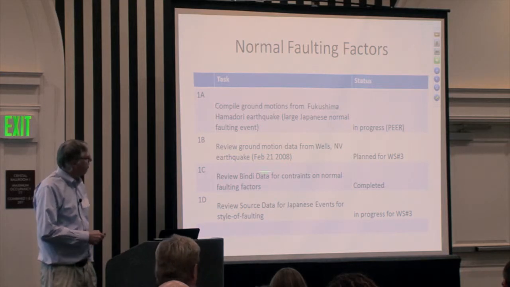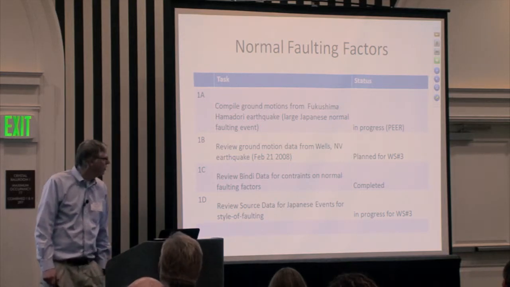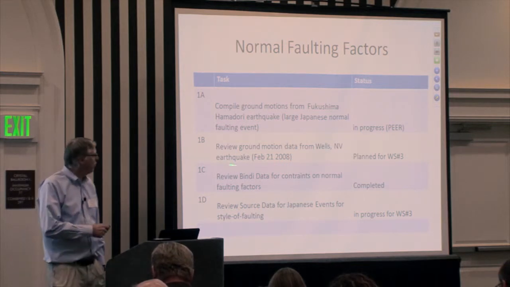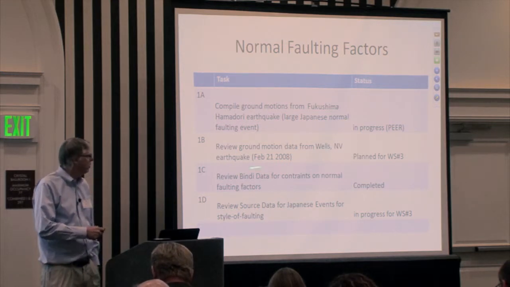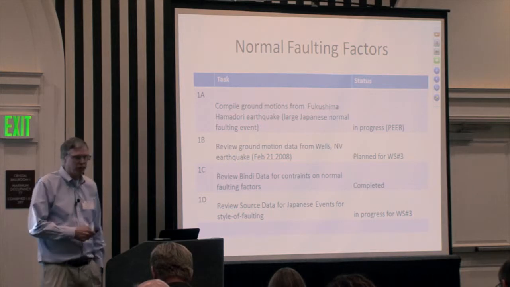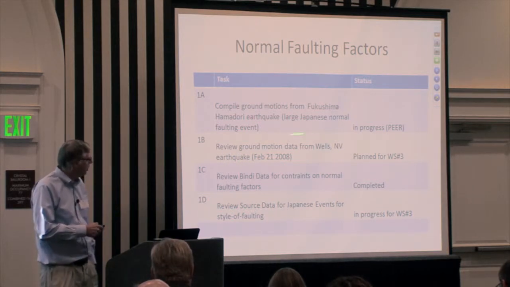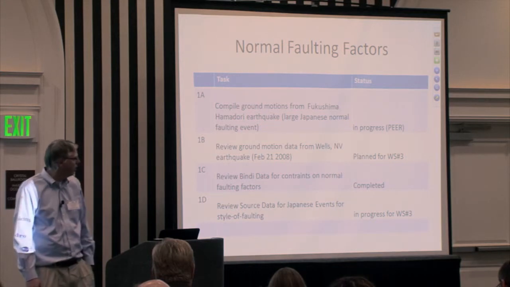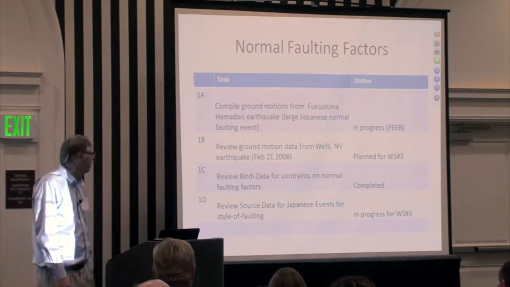Another topic that came up was to look at the data from the Wells, Nevada earthquake. This affects us for normal faulting factors. This also was data that could have been used to look at directivity effects from normal events. We haven't started that review yet, but we're planning to describe that in workshop 3.